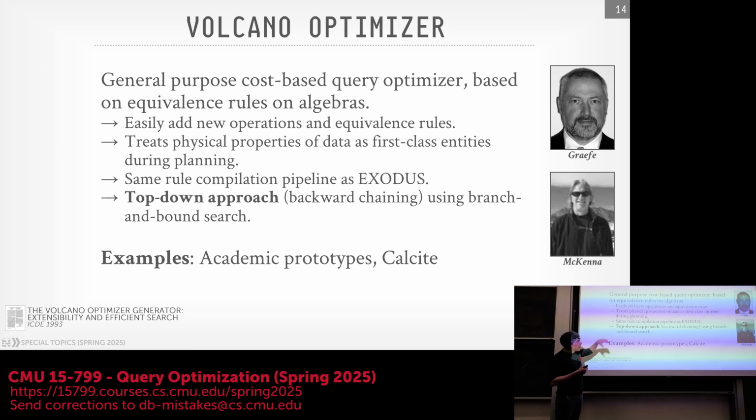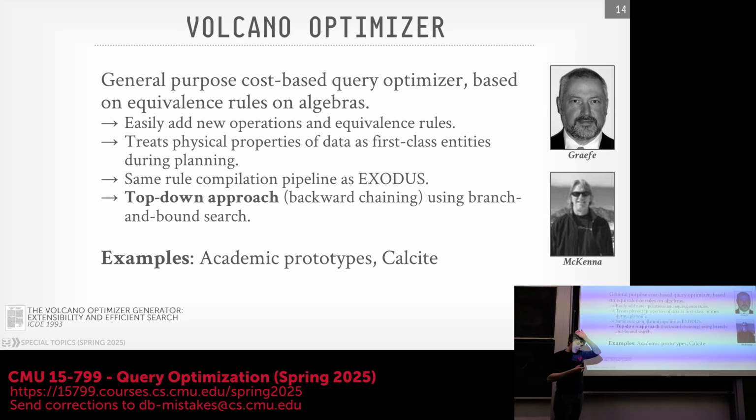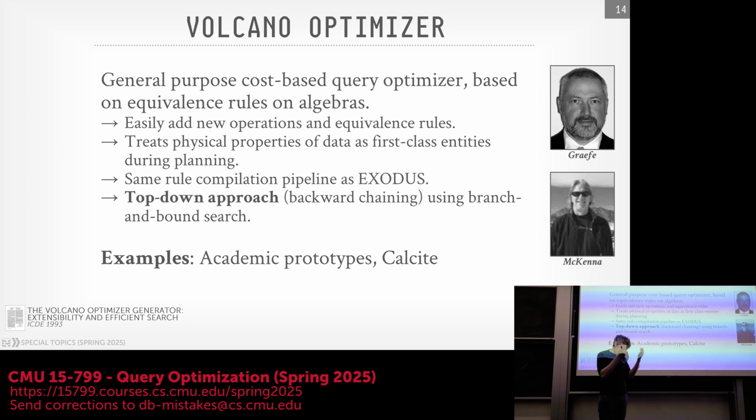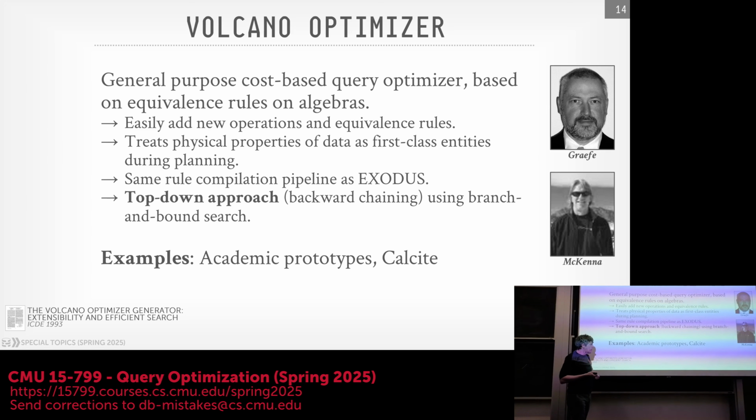They'll do a little bit better than Exodus, but Cascades, we'll see next class, does it correctly. It handles all corner cases. They're also going to do that same rule compilation pipeline we saw in Exodus, where you define these rules at a higher level with higher level metadata. You then also provide C implementations for the different operators you're trying to add. And then they'll compile that for you into a shared object that you then link into your database system.